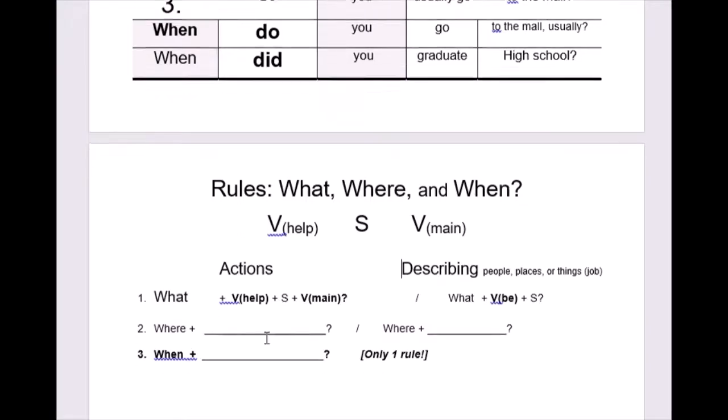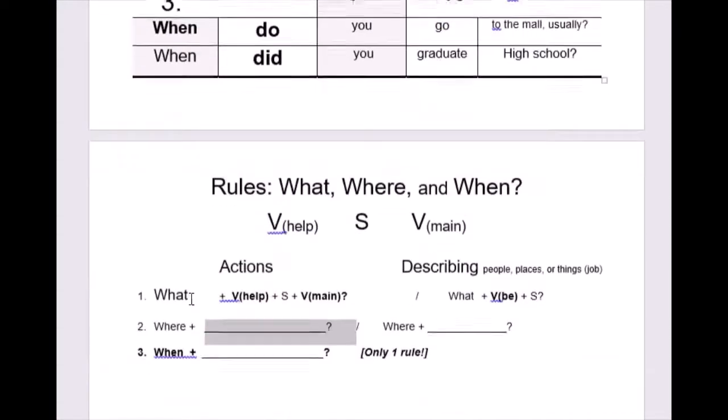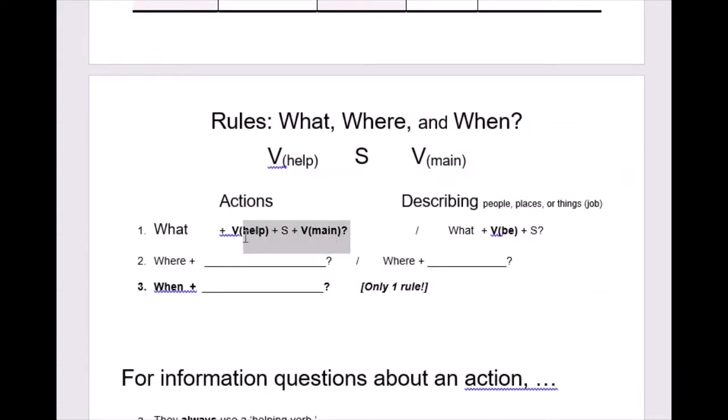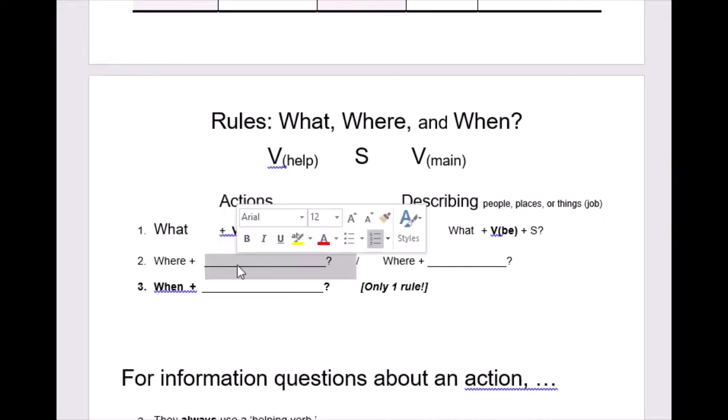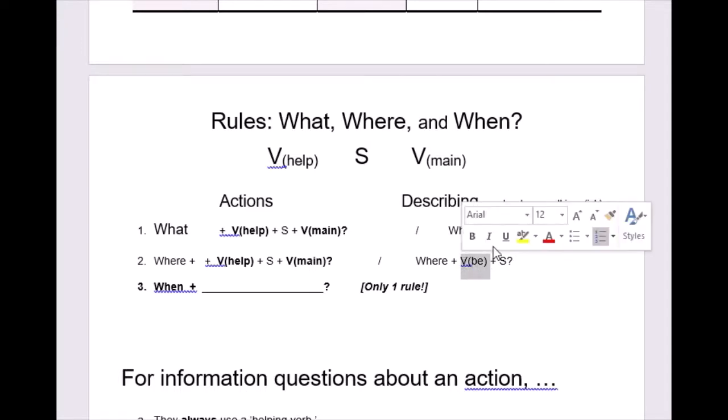All right, so then where, let's look at where. Where does David shop? Where is Holly reading? Where are the students right now? It's the same as the last examples, right? So where looks the same, okay? And where are the students? Where plus verb be plus subject, the students. Where are the students, okay? Where is my friend, okay?